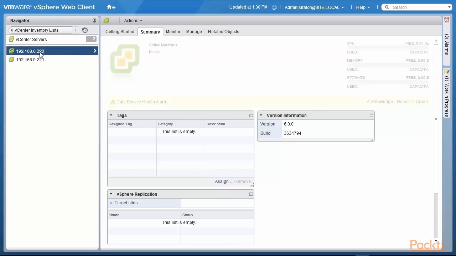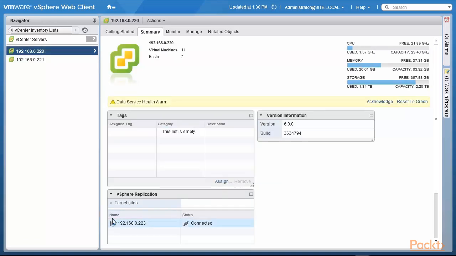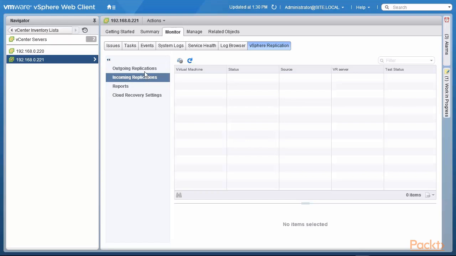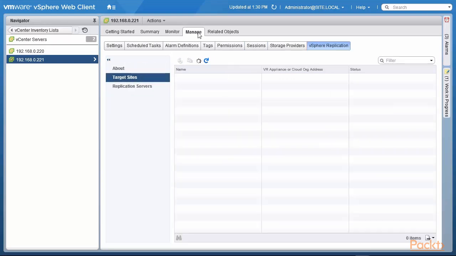When I look at 220, our headquarters, you will see that that actually is connected to a target site, which is our branch 3, which has the vCenter 223. Back to 221. See what it looks like. No incoming replications, no outgoing replications. We look at manage. There are no target sites. So we're at the branch 2, and let us now add a target site, not a cloud provider target site, but a target site that's vCenter based within our own environment.